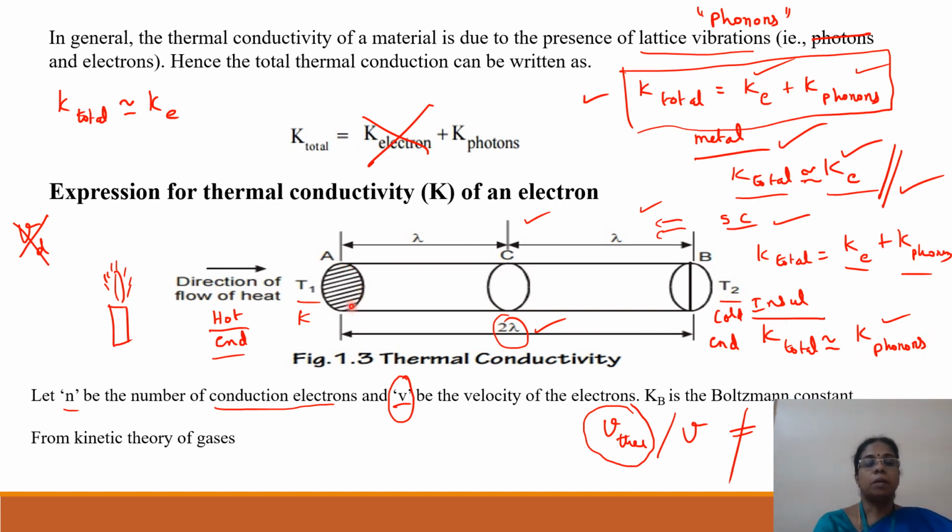Now let us consider the metal piece AB, and let us consider the cross-sectional area at C. The total length be 2 lambda, and this cross-sectional area is at the mean free path region. Let A be the hot end and B be the cold end. So the heat is flowing from the hot end to the cold end. Let N be the number of conduction electrons and V be the velocity of the electrons. And here the velocity is the thermal velocity, not the drift velocity, and Kb is the Boltzmann's constant.